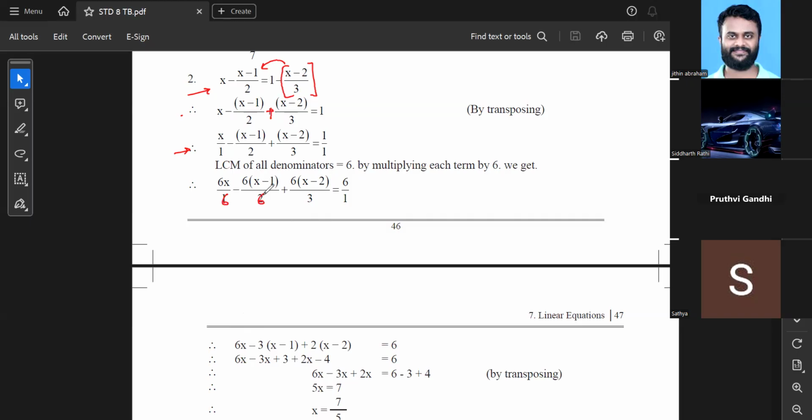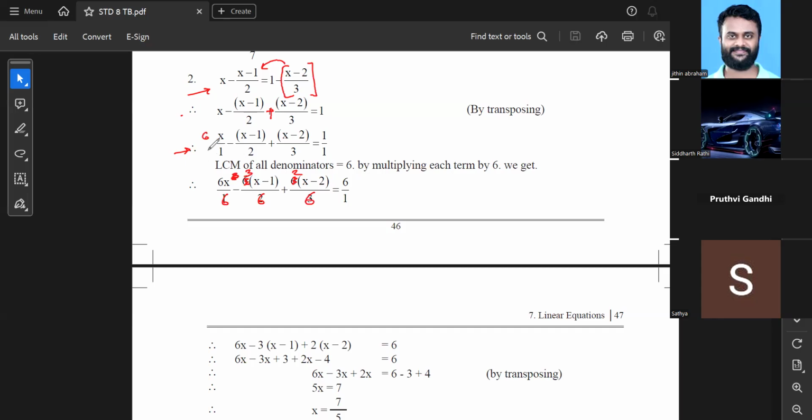Technically speaking, this should have been 6 and this should have been 3, 2. I hope bringing common denominators is known to you guys. I don't think you should be having a problem. Basically, what did we do? I'll just explain the first one.